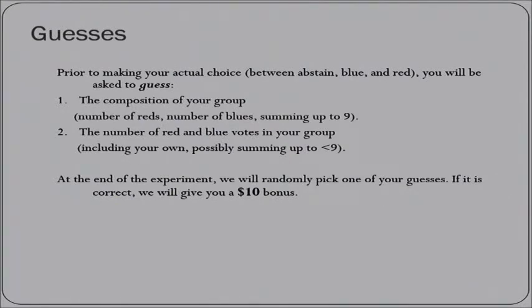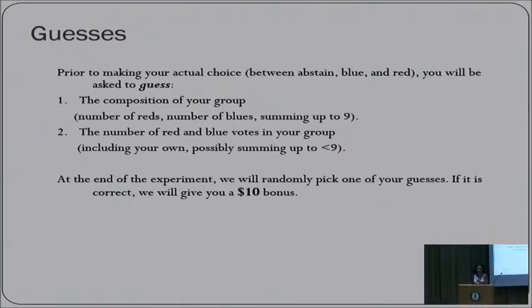Prior to making your actual choice between abstain, blue, and red, you will be asked to guess the composition of your group, the number of reds and the number of blues, summing up to 9, and the number of red and blue votes in your group, including your own, possibly summing up to less than 9. At the end of the experiment, we'll randomly pick one of your guesses. If it is correct, we'll give you a $10 bonus.